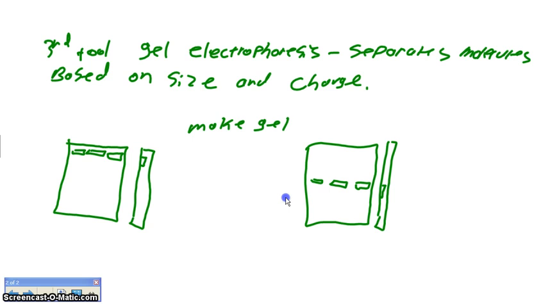Second step, you put it in a special chamber with water. Our third step is to put whatever we want to separate into the wells. So put material into the wells.